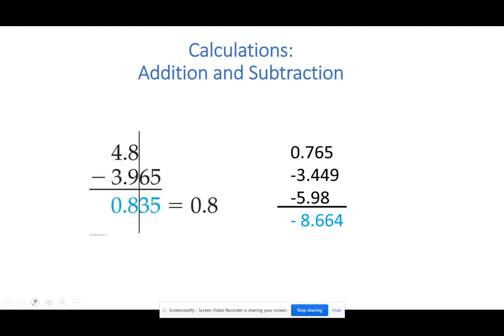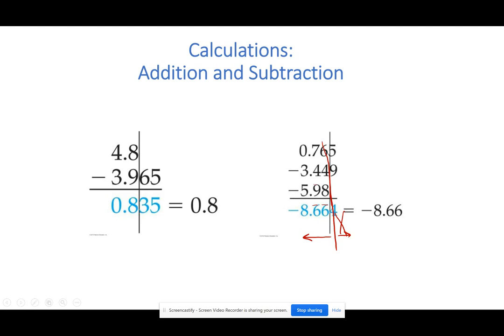So drawing a line down the weakest link here, I see that the first number has 3 decimal places. The second number has 3 decimal places, and the third number only has 2. So that's where I'm going to draw my line. I keep everything to the left. I throw away everything to the right. So the number that I would report is just simply negative 8.66.